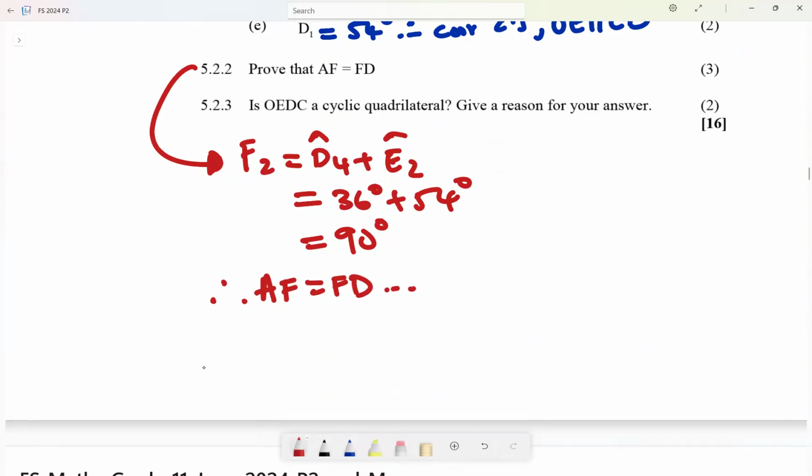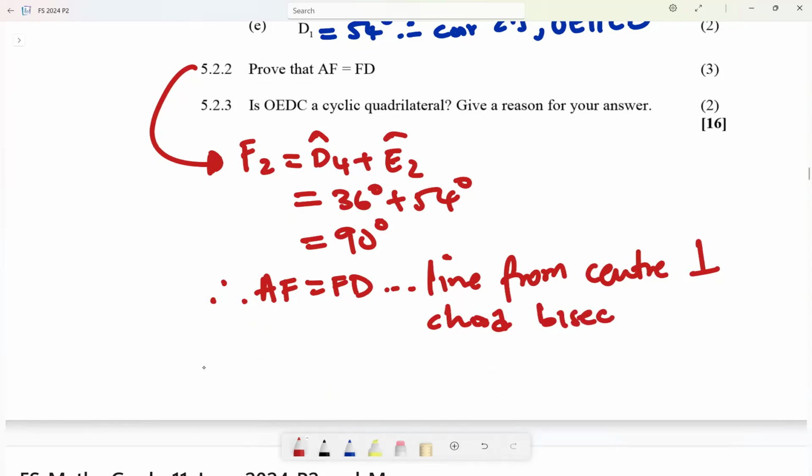Why? Line from the center perpendicular to chord bisects the chord. Cool.